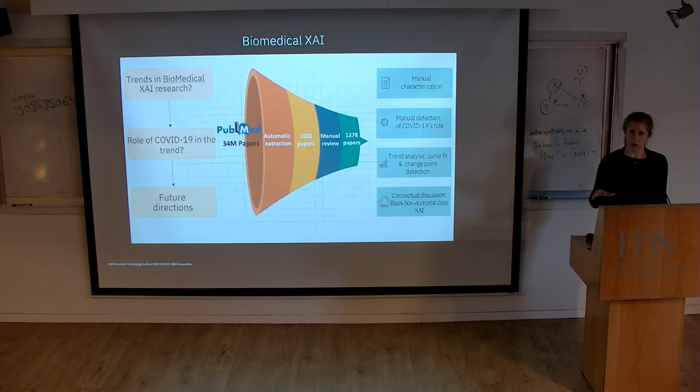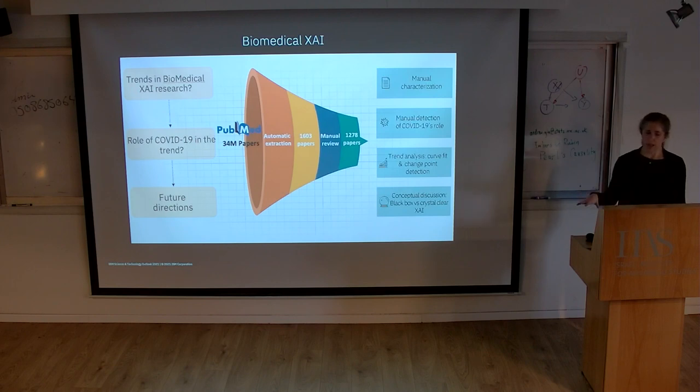So we automatically extracted from PubMed, from all 34 million papers that talk about biomedical, 1,600 papers that talk about explainable AI in biomedical, where we used concepts like causal and explainable. We also did some manual review of the titles and the abstracts to make sure that the keywords were not wrongly extracted. And indeed, we landed at a smaller group of papers, around 1,300.